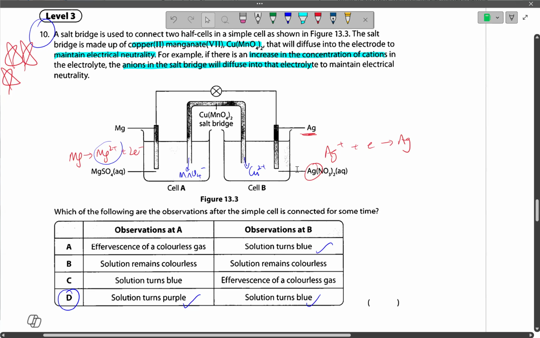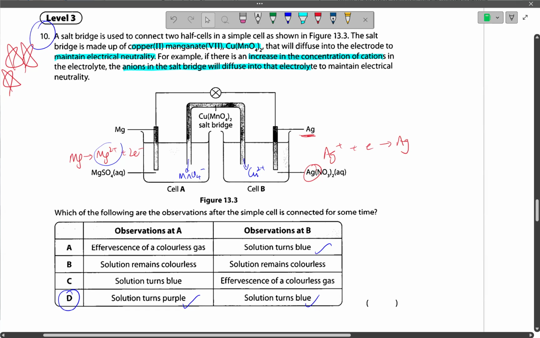On the other hand, when silver is oxidized, silver is reduced because of its lower position than hydrogen. Silver is removed, then copper will come in to maintain the electrical neutrality, because now you make it a bit more positive to balance out again. So it turns blue. Copper is blue. And that's all for this question.